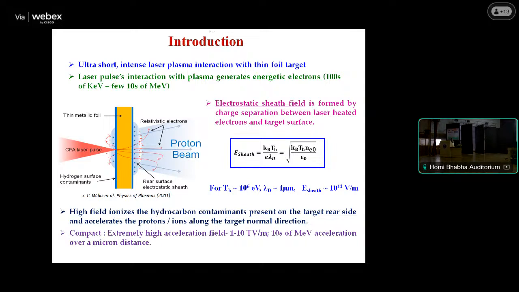Now, when the laser pulse interacts with this plasma, it leads to generation of highly energetic electrons having energy hundreds of keV to few tens of MeV. These energetic electrons then propagate through this thin foil target and escape out from the target rear surface, leading to formation of an electrostatic sheath field. This sheath field is typically of the order of 10^12 volt per meter, which is quite high. So this field ionizes the hydrogen contaminants present on the rear surface along the target normal direction, owing to which this mechanism is called target normal sheath acceleration or the TNSA mechanism.